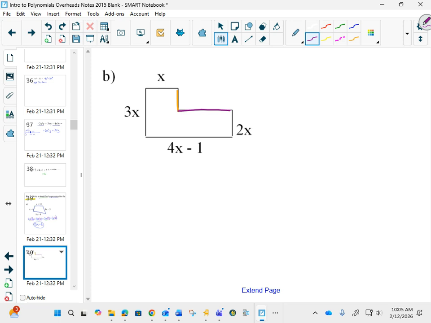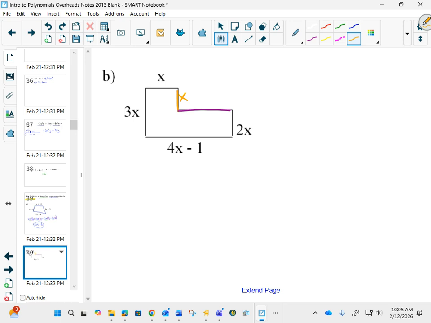Can anybody tell me how long the orange side is? I think that's the easier one. 3x minus 2x. Ooh, I like it. I like how he said it. He said, this should be x, and then he explained why. He said, if this whole length is 3x, and this length is 2x, you'd have to subtract them to figure out what is left. That side will just be x.